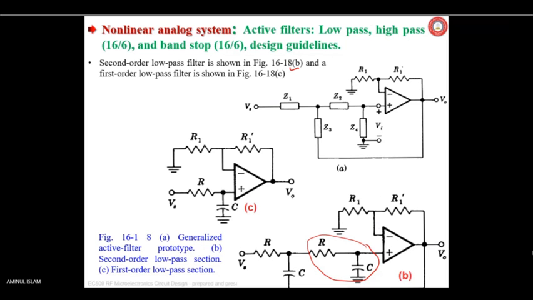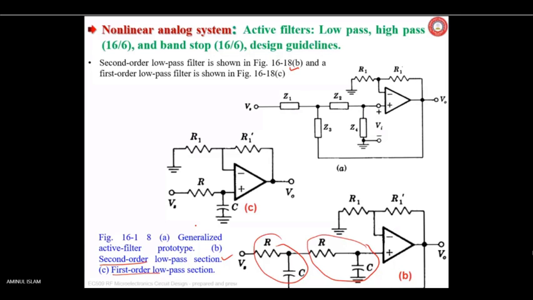The order of filter, how is it decided? First order, second order. This is the bigger diagram, B, a second order low pass filter. Why is it second order? Why not first order? And C is first order.